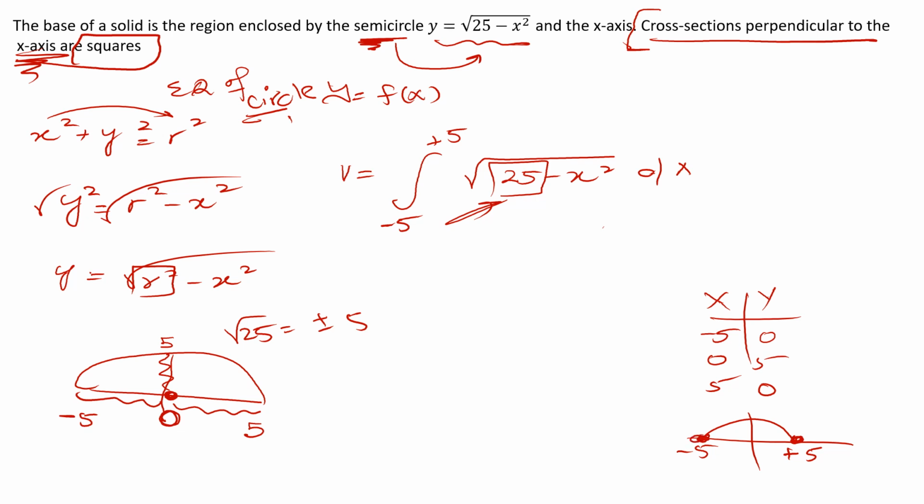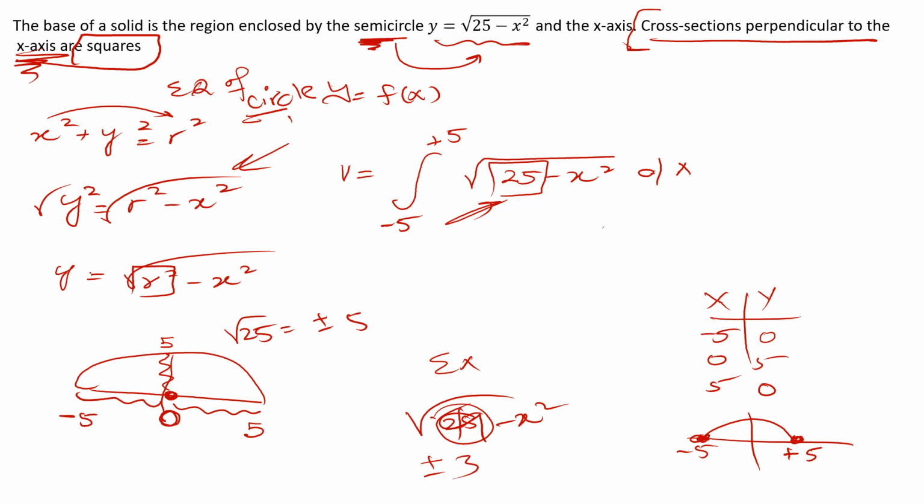So these values you can take as the upper and the lower limit. Otherwise, it is very easy to understand. For example, if I have 9 minus x square, what is r square? R square is 9. So what would be the r? It would be plus minus 3.